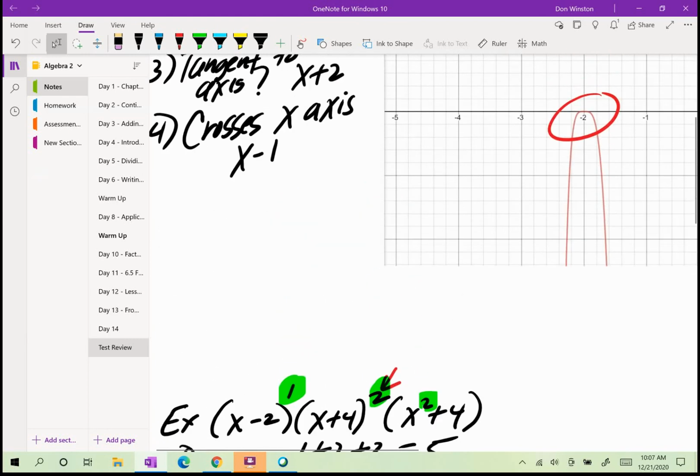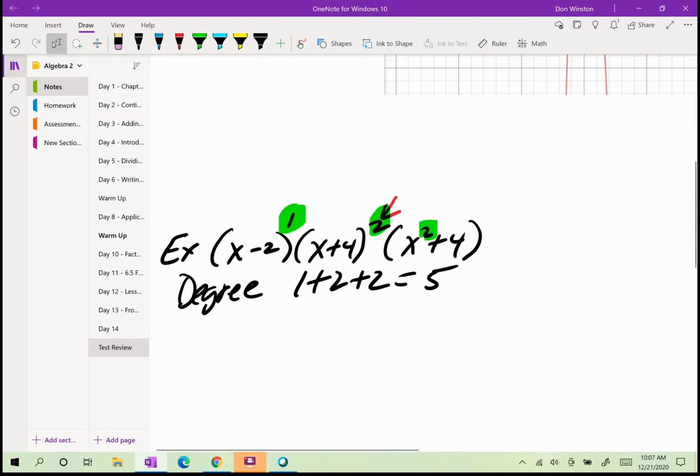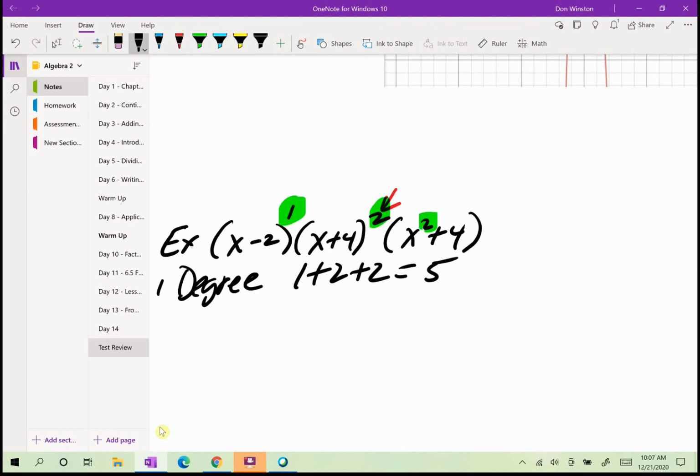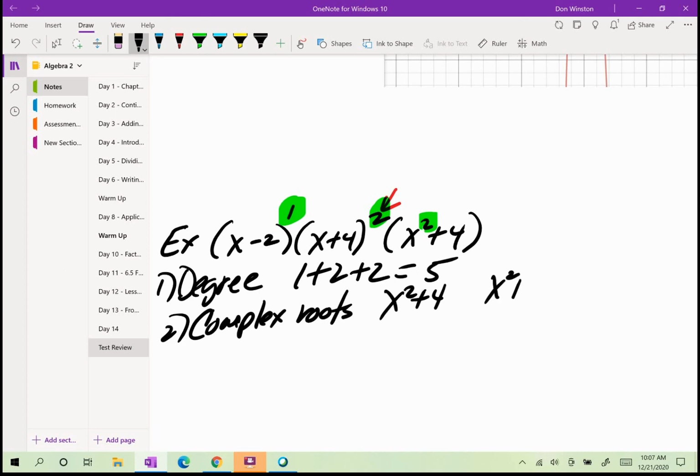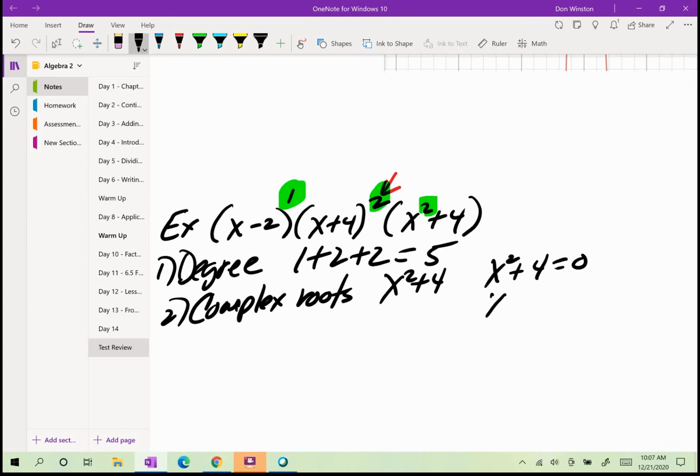And let's see what the other questions they ask. Which one has complex roots? Well, that would be x squared plus 4, because if I solve that and find the zeros, x squared plus 4 is equal to 0, x squared equals negative 4, and then take the square root of both sides, and I'll get x equals plus or minus 2i.